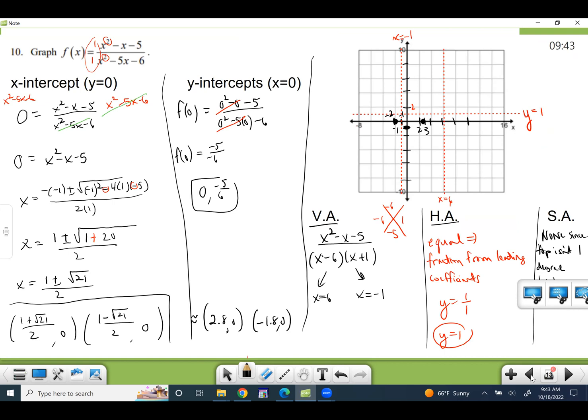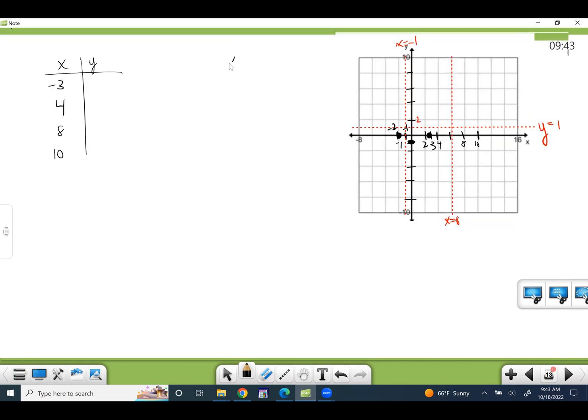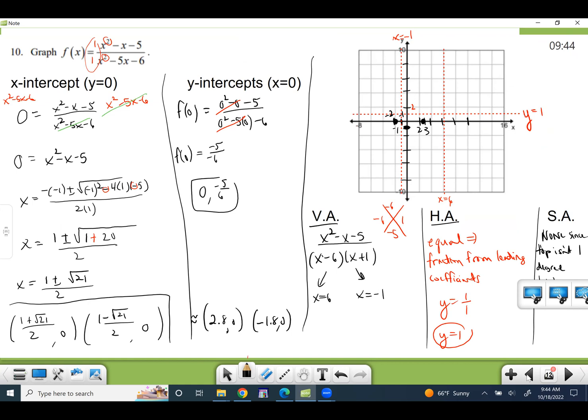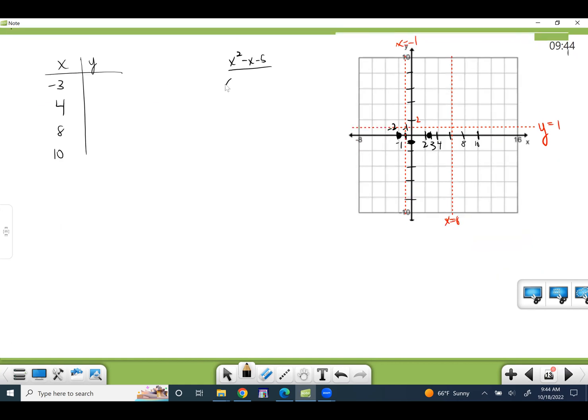Now, what are we doing with them? We're just plugging them back into the original. Okay, x squared minus x minus 5, and I'm going to put it over the factored form. You're welcome to not, but what was the factored one? x minus 6 times x plus 1. I find it easier for me if I plug it into the factored form. That's your call. All right, so this is just us hammering it out.